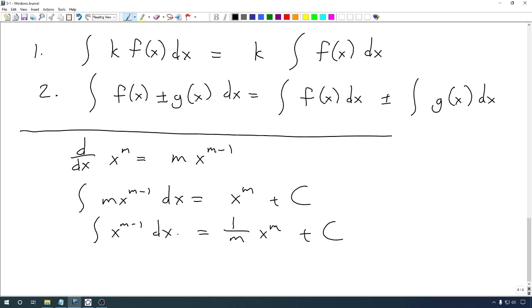Okay, one last step here. I don't want to have m minus 1 in my formula. I just want to know the integral of x to the nth power. So I'm going to replace m minus 1 by n. Or in other words, m itself is going to be replaced by n plus 1. That means we'll have 1 over n plus 1, we'll have an x to the n plus 1, and we'll still have that plus c at the end. Say this is our power rule for integration.